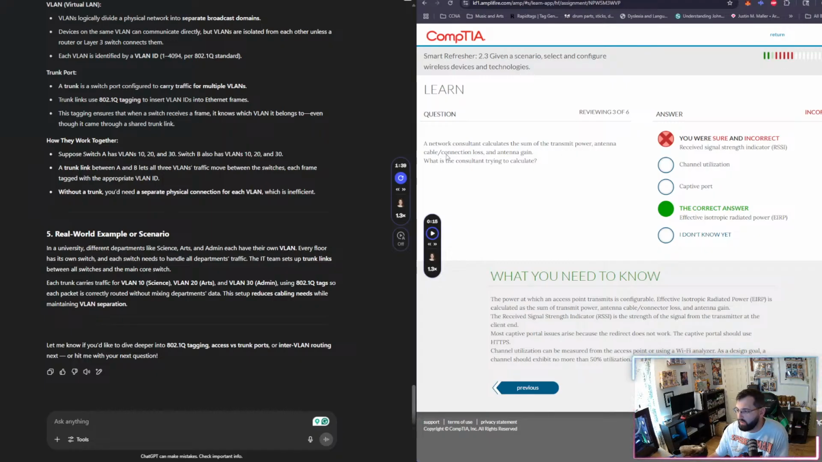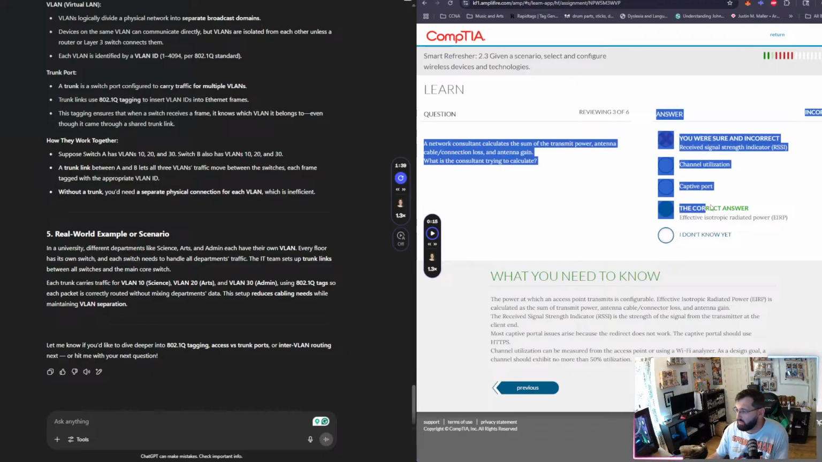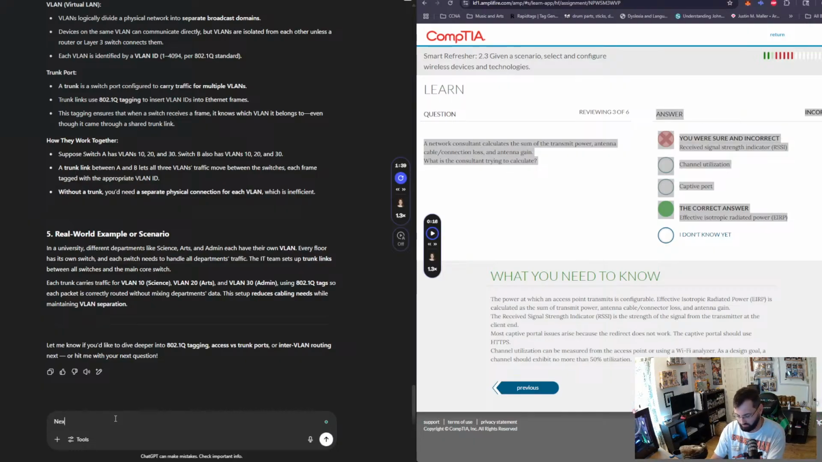Antenna cable divided by connector loss and antenna gain. Not divided by. What is the consultant trying to calculate? Oh no, it is division. Okay, we're gonna look at this one. I cannot type with my left pinky, like, ever. I don't understand it.